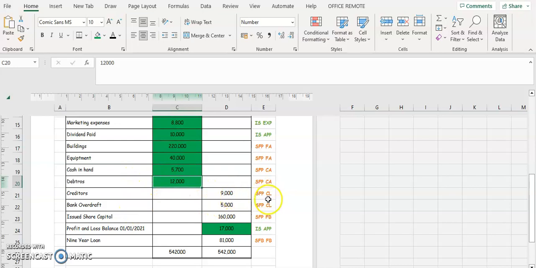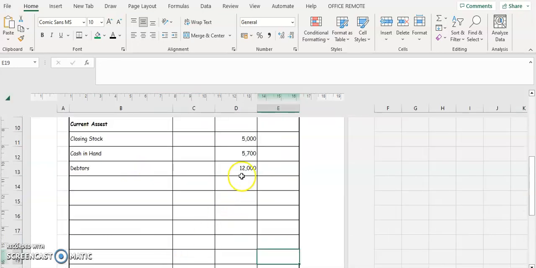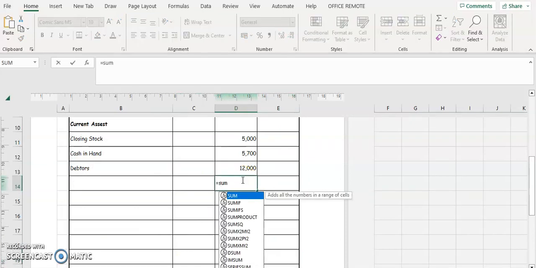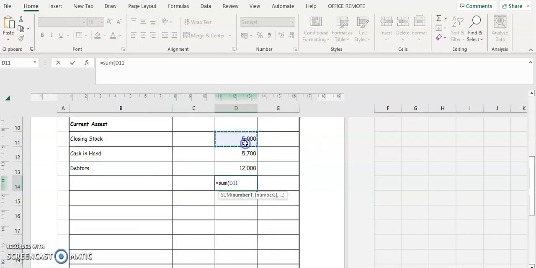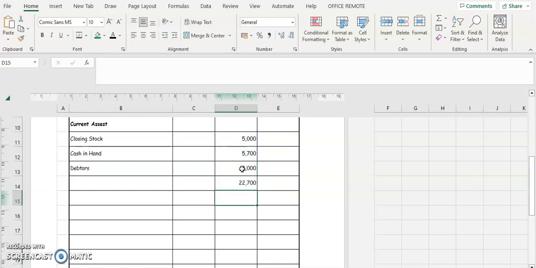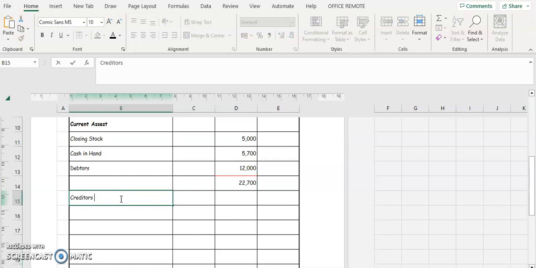Okay, so creditors are current liabilities, and that's all that we have in there. So you're going to add these three up: 5,000 plus 5,700 plus 12,000, and that's going to give us our total for our current assets. Your next heading then is creditors due within 1 year. So that's going to be your heading.